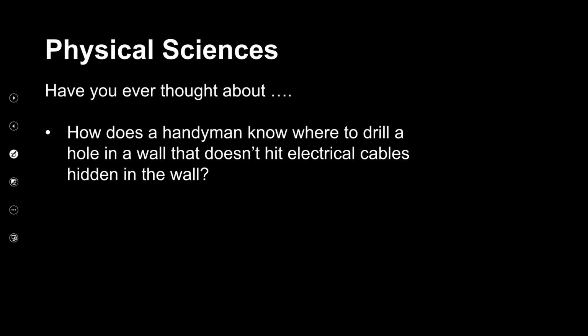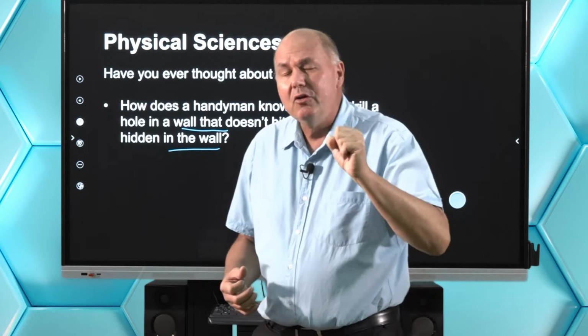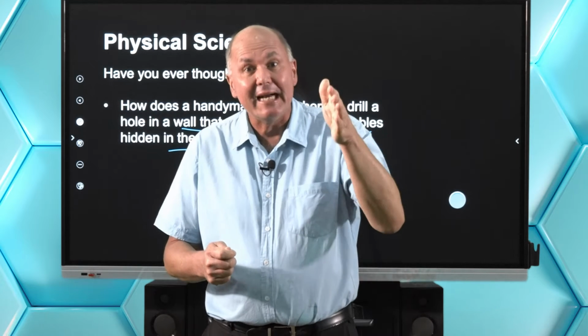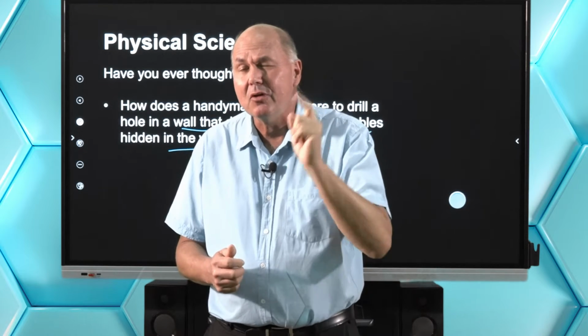How does the handyman know where to drill a hole in the wall that doesn't hit an electrical cable that's hidden in the wall? Can you imagine if that happened? Just pushing the drill bit into the wall, and suddenly you hit the electrical cables. If those cables are on, you're going to get an awfully nasty surprise. A shocking experience, I would say. Now, how does that handyman know exactly where to drill so he doesn't hit the cable? I want you to think about that.